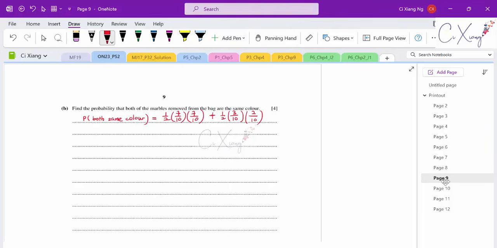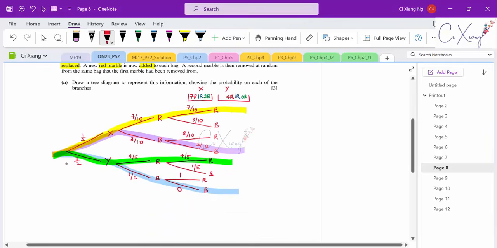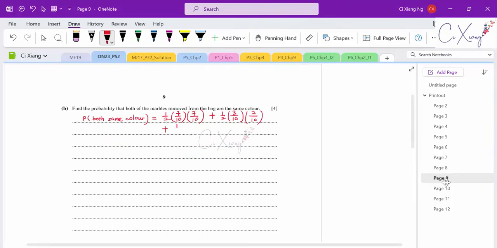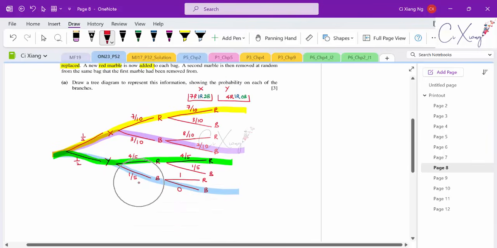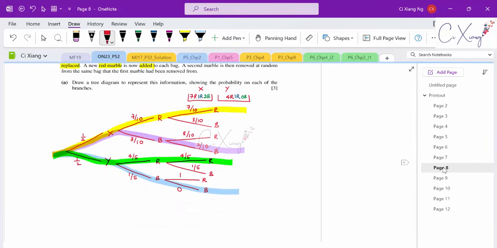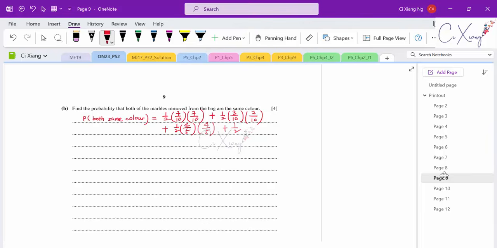Alright, so please do the same thing for the other route here and add all of them together. Okay, so the third one, half, 4 over 5, 4 over 5. So half, 4 over 5 and also 4 over 5. Then the last one will be what? The last one will be half and then 1 over 5 and 0. So if you want, you no need to write it out because anything multiplied with 0, it is always 0, right?